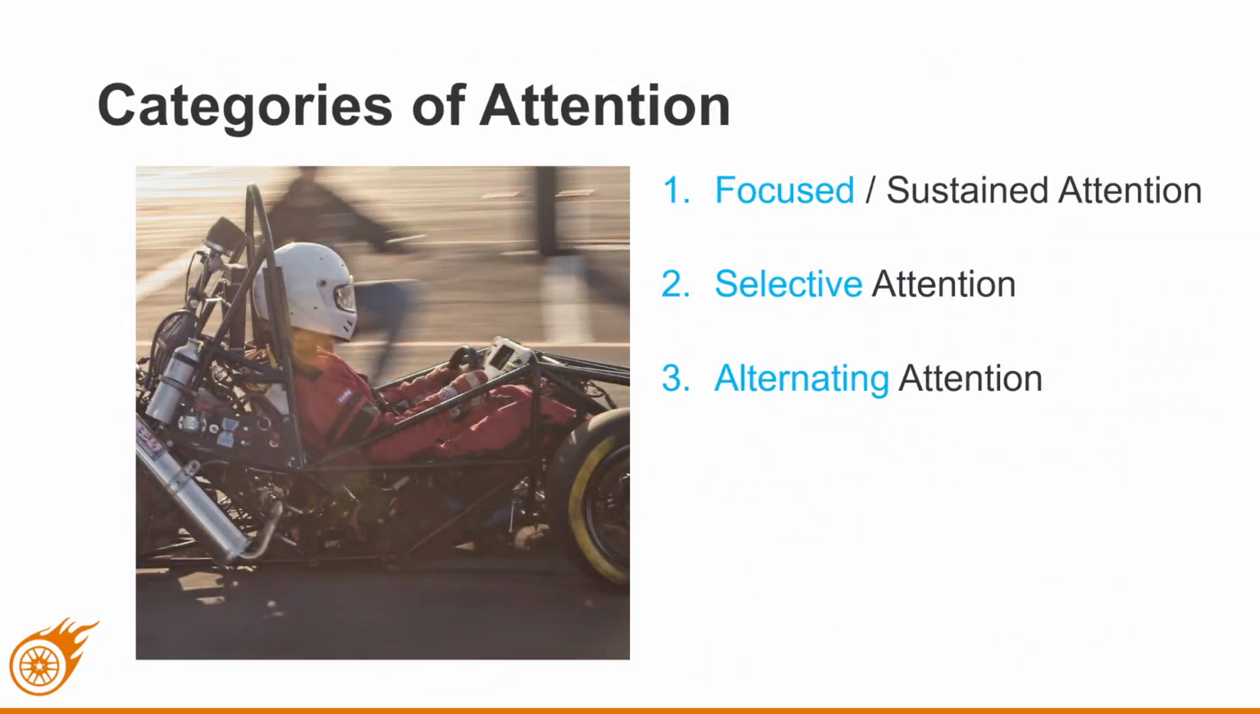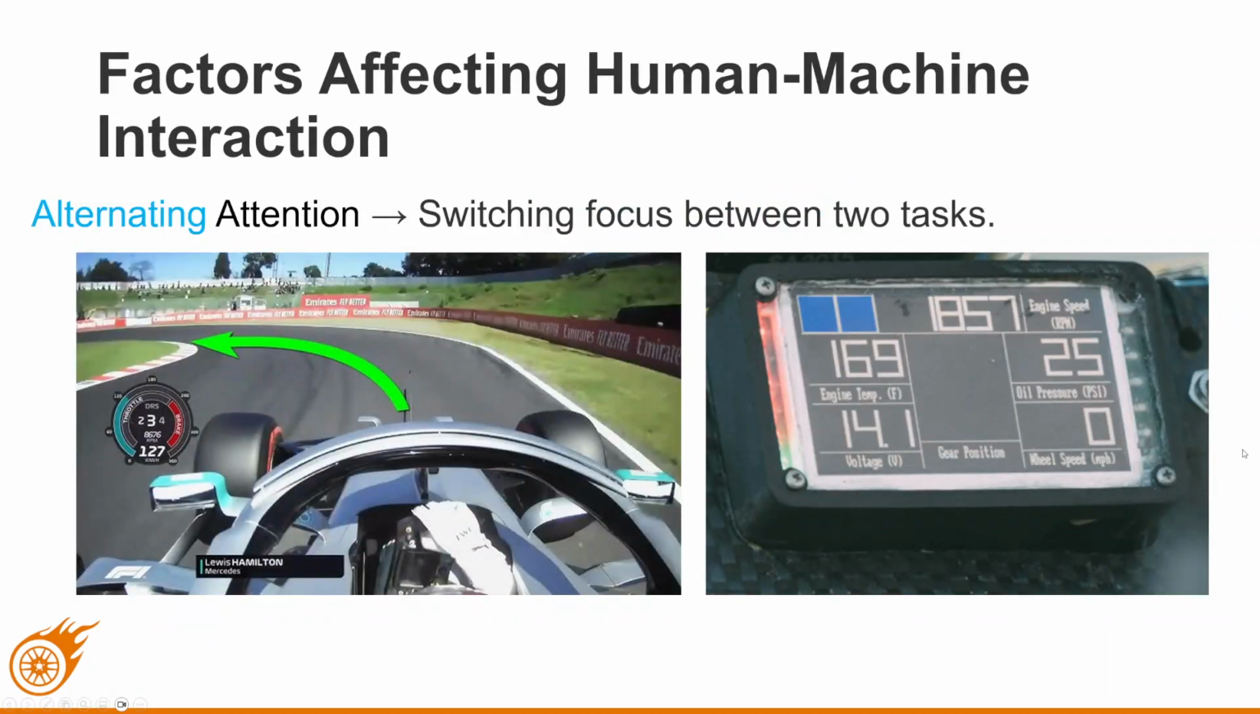The third category of attention is alternating attention. Alternating attention essentially means that they're switching focus between two tasks. An example would be if they're entering a corner and they're quickly checking their shift light to see if they need to shift yet while maintaining correct steering through that corner. Drivers often switch between different tasks. It could be switching between looking at the rev lights, looking at the apex, or shifting gears.